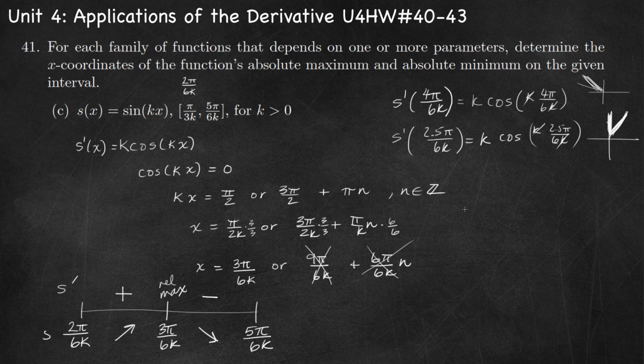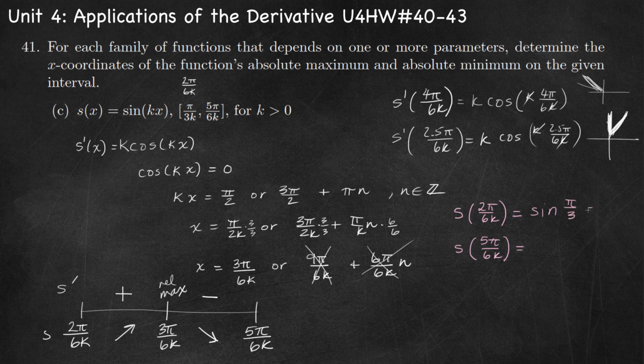So let me change colors here, and now we're going to actually check our endpoints. So I need to go to the original equation and find S of 2 pi over 6k. And then I need to find S of the other endpoint, 5 pi over 6k. So in the original function, we have the sine of k times x. Multiplying x by k is going to make the k's cancel out. So we really just have the sine of 2 pi over 6, which is the same as the sine of pi over 3.